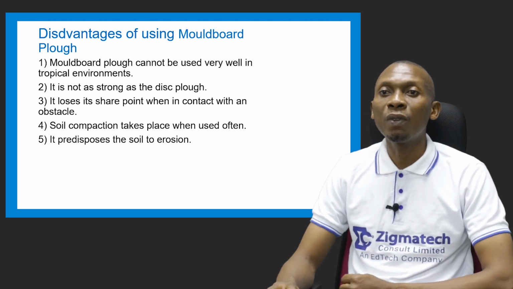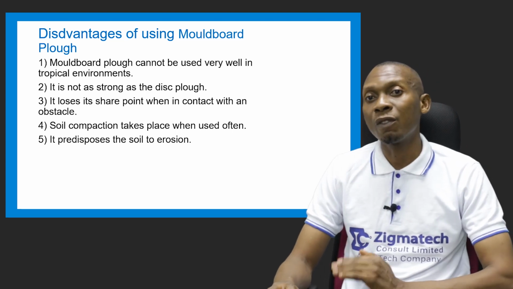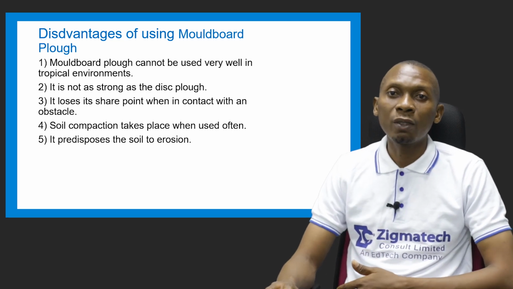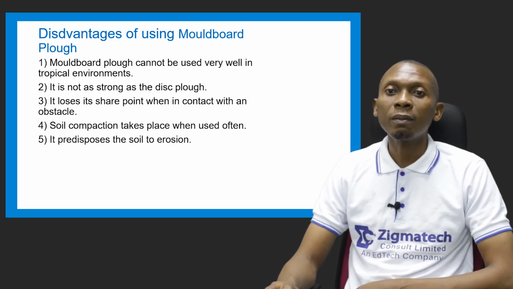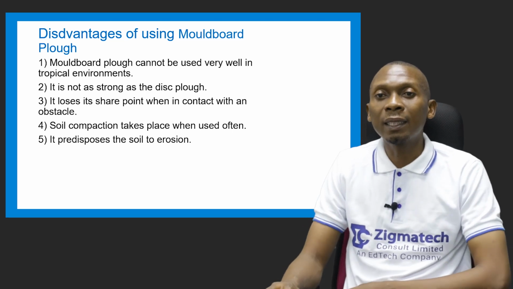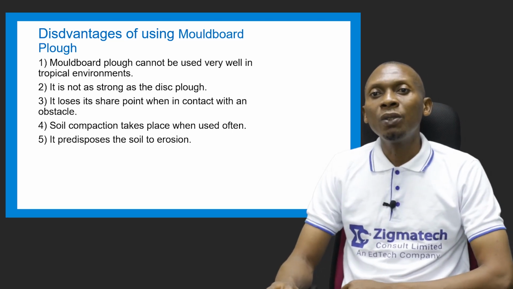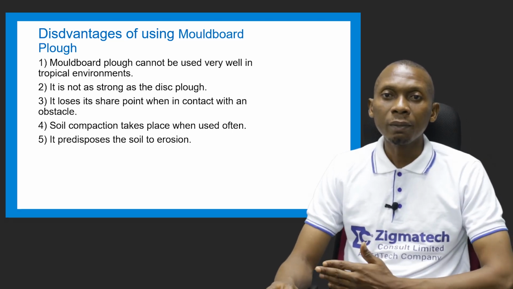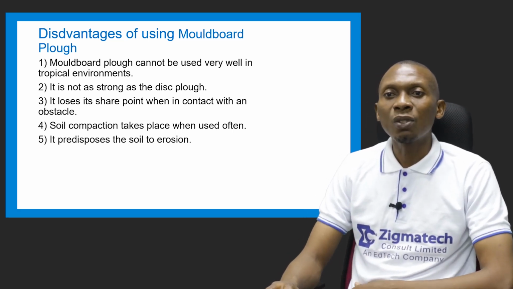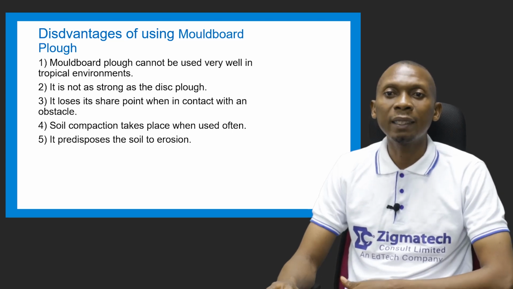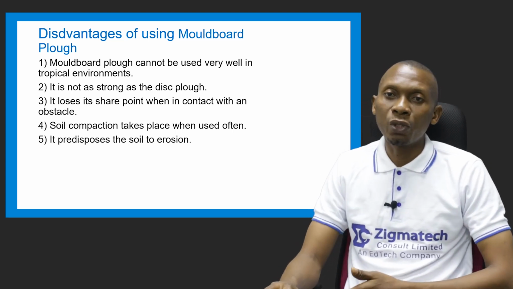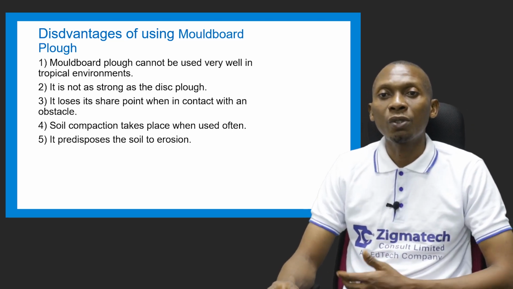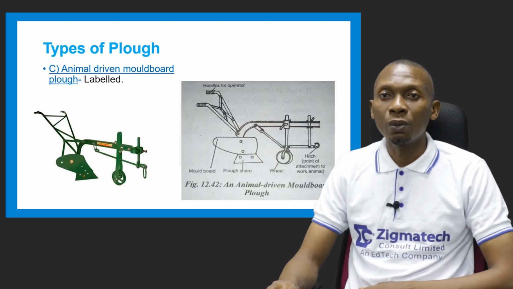It cannot be used very well in tropical environments. Remember, it's for temperate environments or light soils, so it cannot be used in tropical or heavy soils. Then it's not as strong as a disc plow, and it also loses its share point when it comes in contact with any obstacle. Then it can also lead to soil compaction when used often, and it can predispose the soil to erosion. Once the soil gets compacted, that can lead to soil erosion. So it predisposes the soil to erosion.